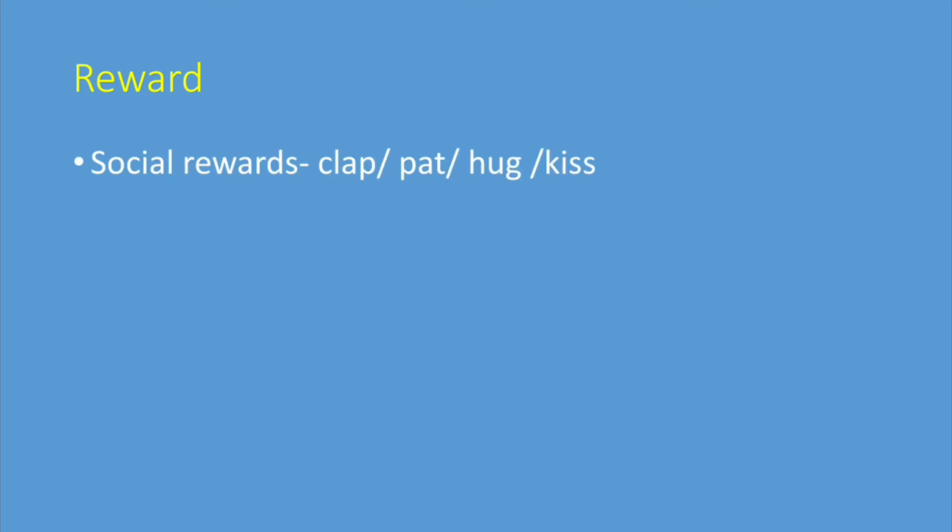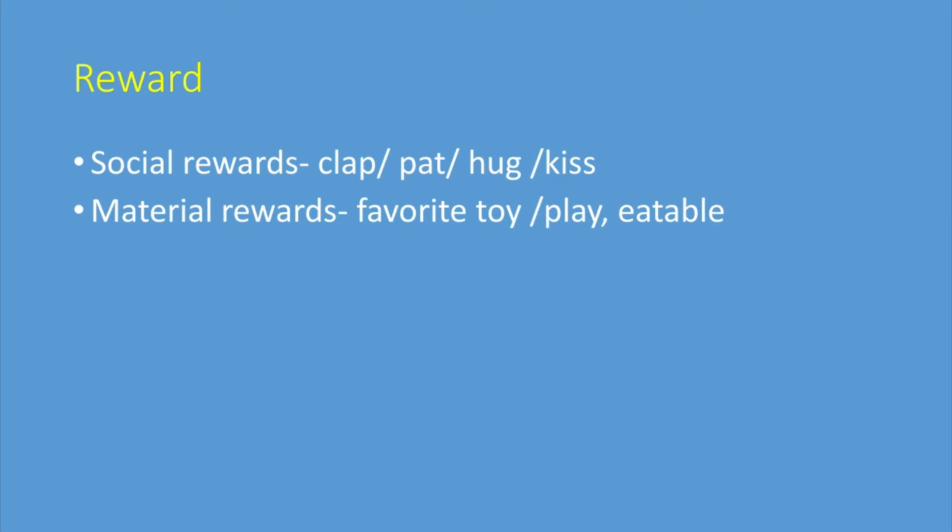Next, rewarding is very important as it motivates the child. Social rewards can be a clap or pat, hug or kiss. Make sure that you do at least one of these. Material rewards like a favorite toy or a play activity, or something that the child likes, can be given to train the child. You can even combine both: give a social reward and also a material reward. When you are using certain toys or activities to engage the child to sit for a long time, that can also be a reward by itself. So you choose an activity or a toy that the child likes.